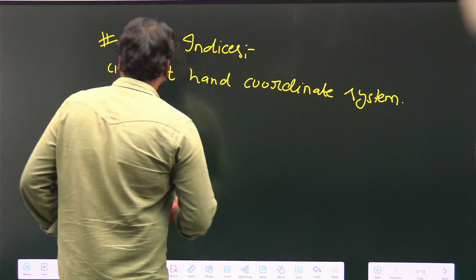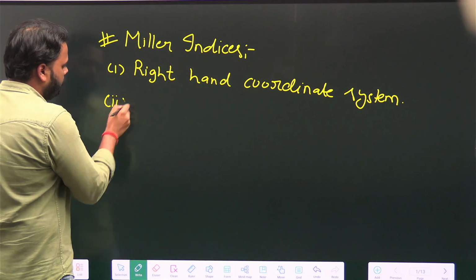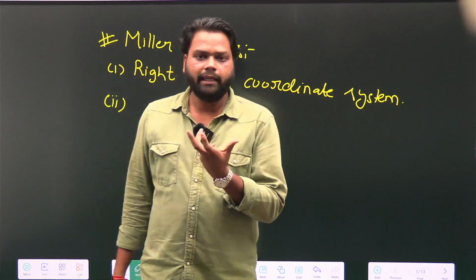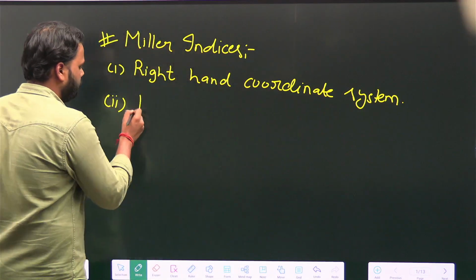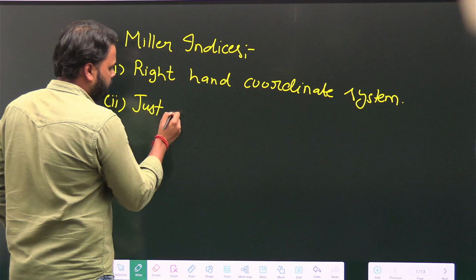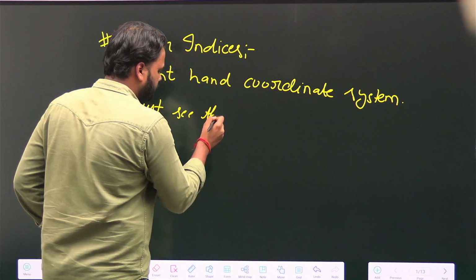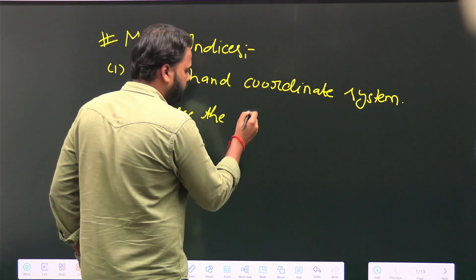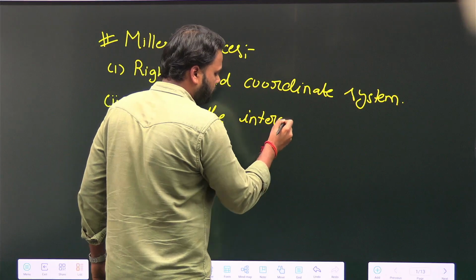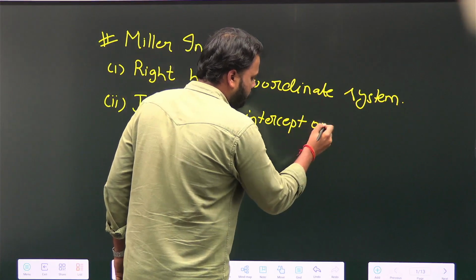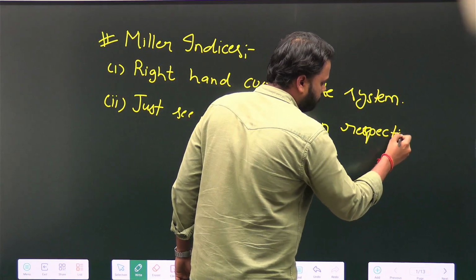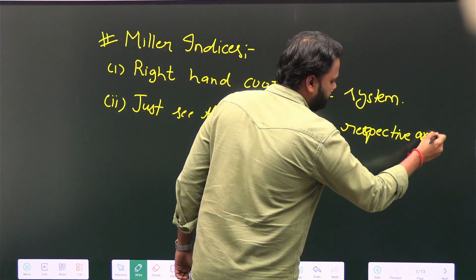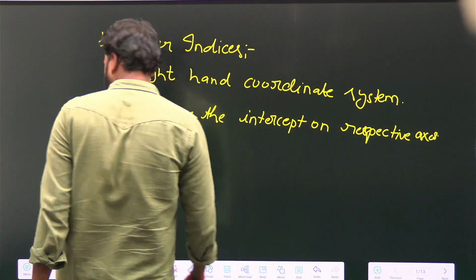Okay. What was the second point? Just measure the intercept on their respective axis. See the intercepts, or just find out the intercept on their respective axis. Intercept on respective axis.